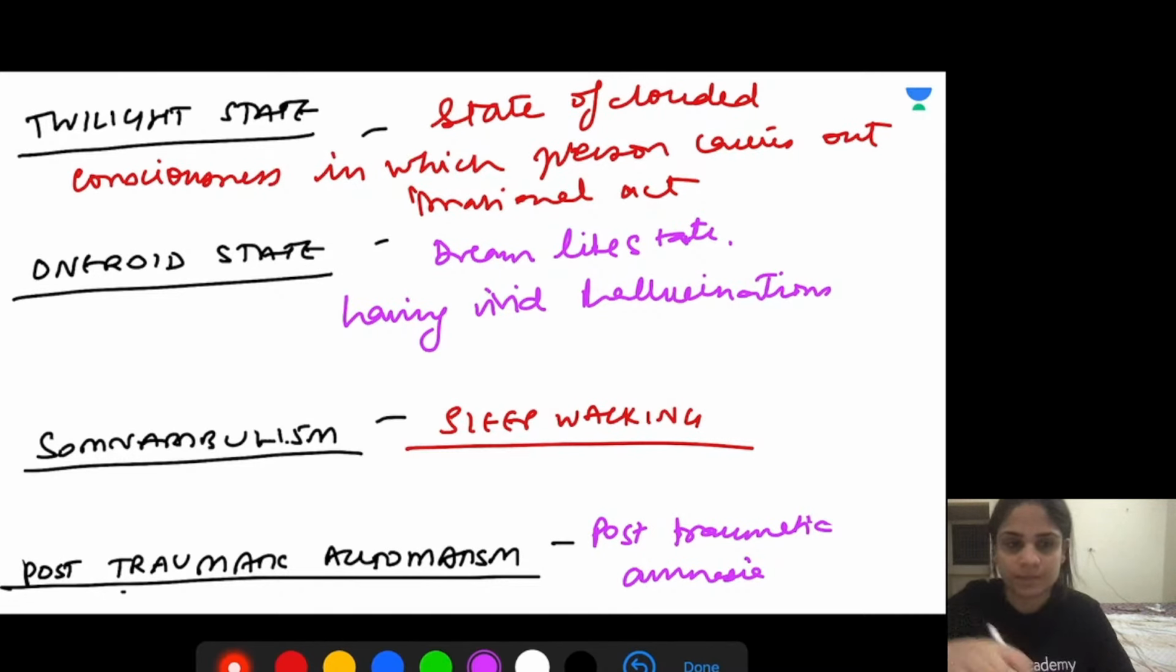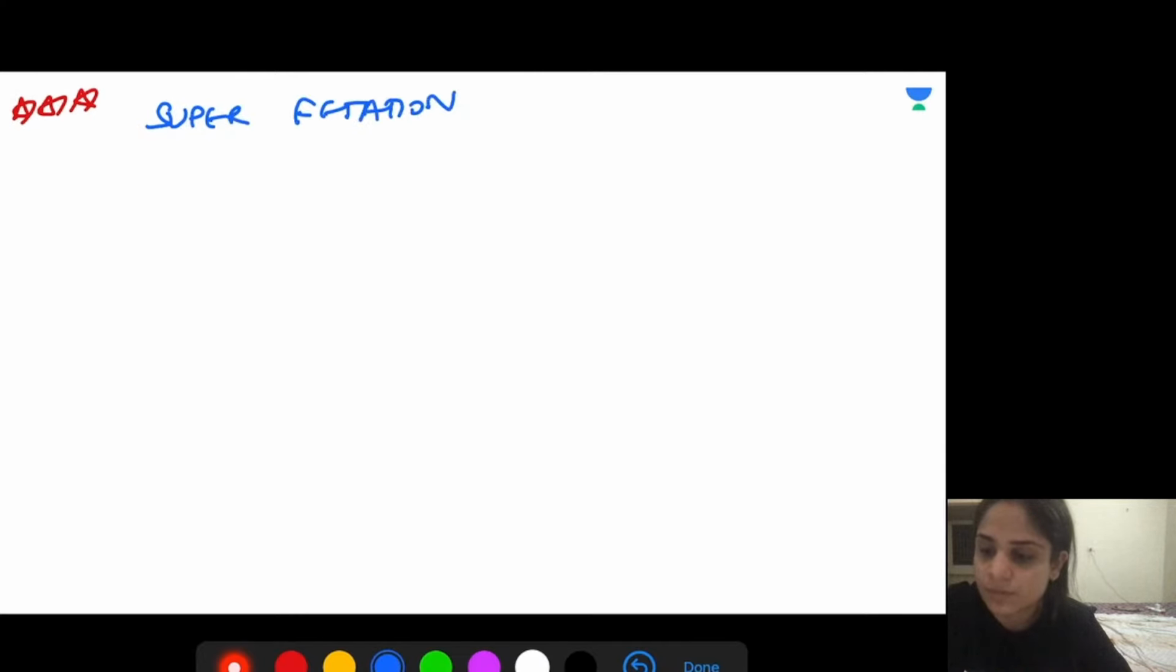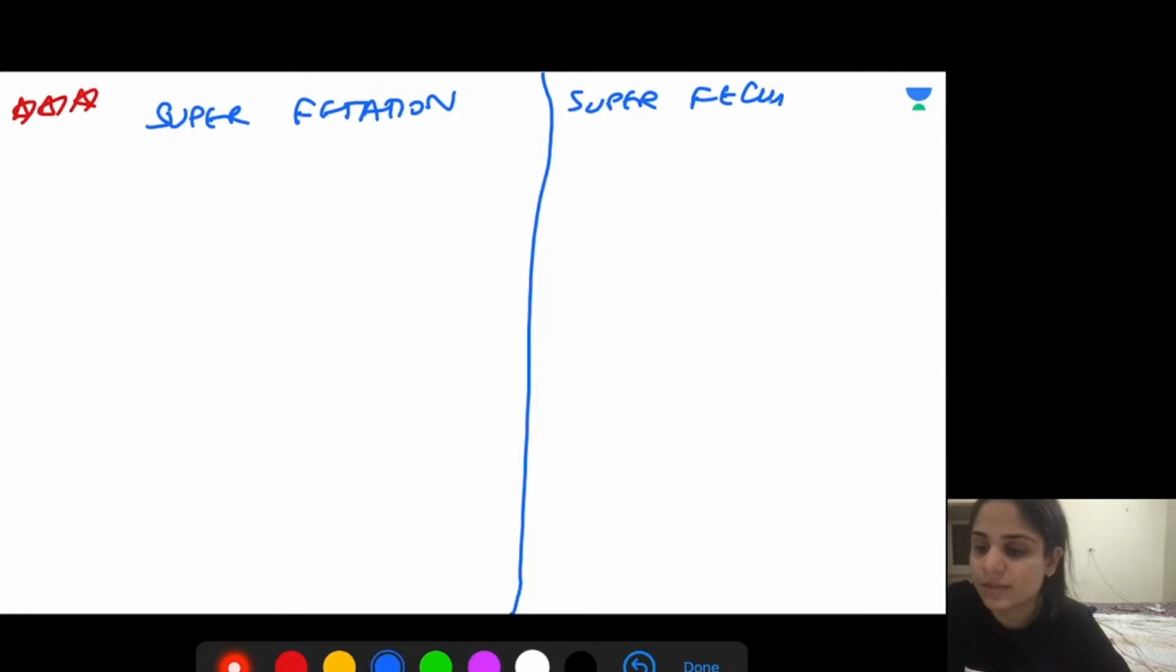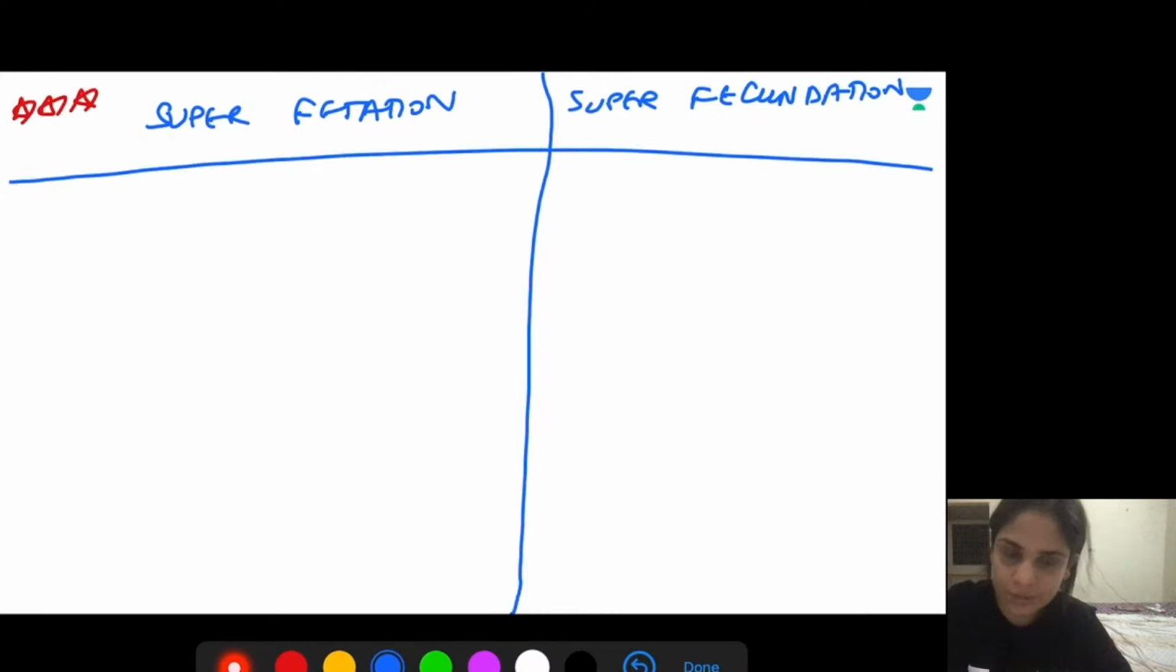Okay, alright, so now let's move on to our next set of definitions. Again, super important. All the super important ones I'll mark with a star. Okay, what is the difference between superfetation and superfecundation? Again, something that they keep asking in the exam again and again, because they know that people get confused between the terms. So I'll write down the components and you can tell me.